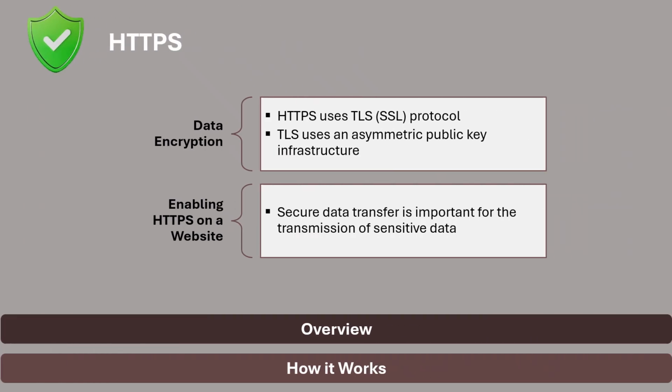HTTPS encryption relies on an asymmetric public key infrastructure. This means that a website has both a private key and a public key. The private key is controlled by the website owner and it is used to decrypt information that has been encrypted with the public key. The public key, on the other hand, is accessible to all users of the website. This encryption protocol is known as Transport Layer Security, TLS, which was previously referred to as Secure Sockets Layer, SSL.